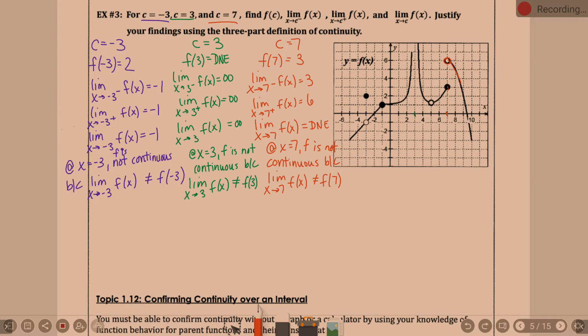Or the other reason you could say is the limit as x approaches 7 from the left of f of x is not equal to the limit as x approaches 7 from the right of f of x. That would be a valid reasoning as well.